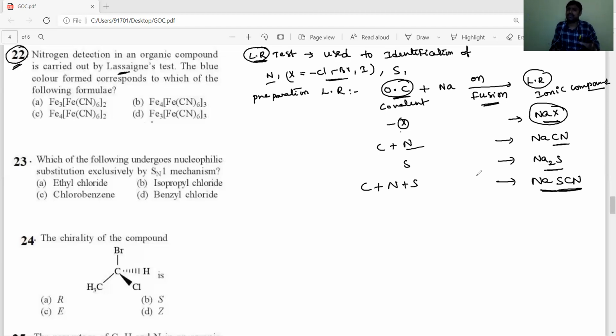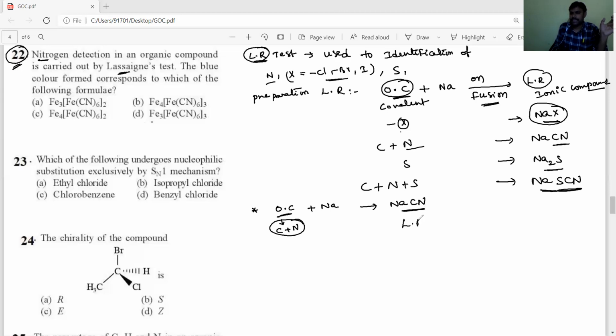This Lassaigne's reagent is used for the identification of nitrogen, halogens and sulfur present in the given organic compounds. So how, by using Lassaigne's reagent, do we detect nitrogen in the given organic compound, and what kind of color is forming in the test tube? Imagine that nitrogen is present in the organic compound. The organic compound is fused with sodium, and we get NaCN.